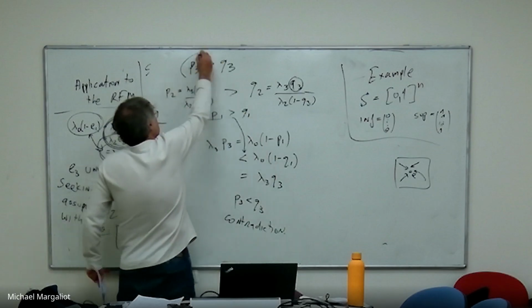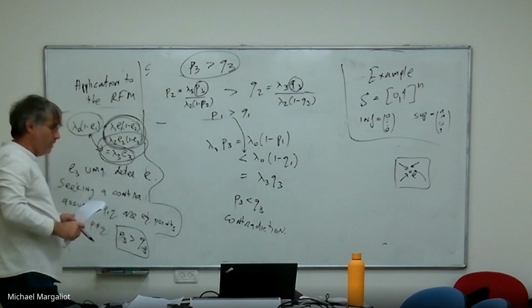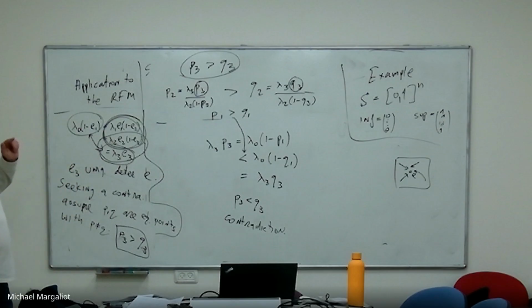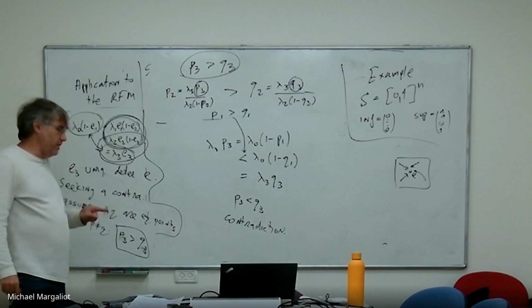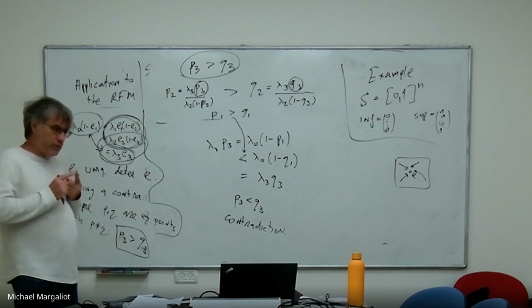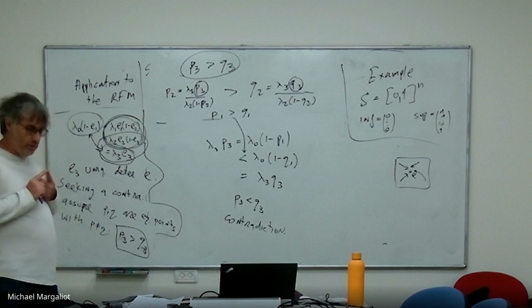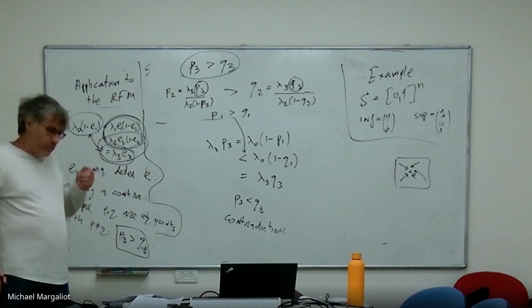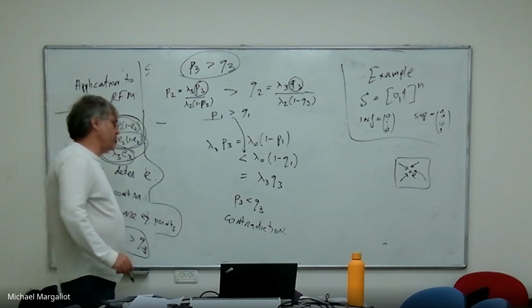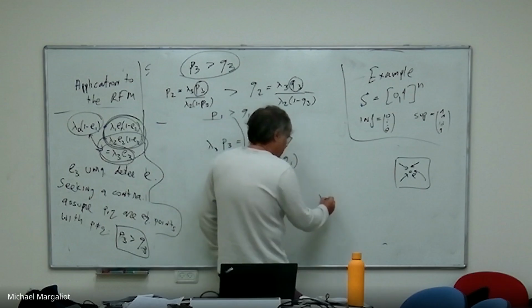Because we started from here. So you see, just using this chain of equalities, we got a contradiction. And what did we assume to get a contradiction? That there were two equilibrium points, two different equilibrium points. So the equilibrium point must be unique. And now we can apply Gian theorem to the RFM.